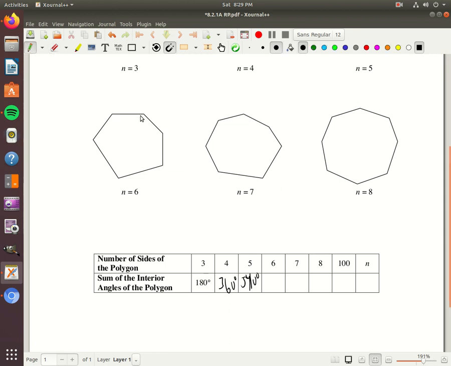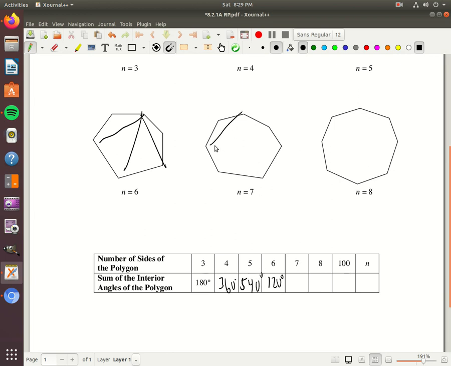It doesn't matter which point you go from. If I start here, fine. I'll go this way, and you'll see I still have 4 triangles. So 180 times 4 is going to be 720 degrees. Again, that says 540. It looks like garbage, so I'll try and clean that up a little bit. My handwriting has not improved.